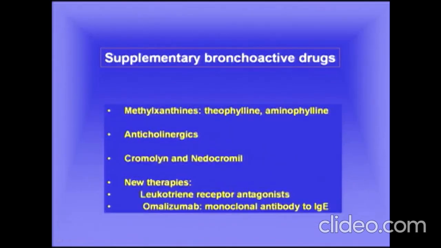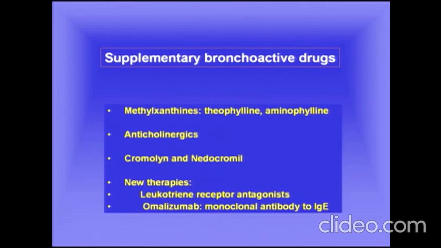There are supplementary bronchoactive drugs. One class, and I'm not going to say a great deal about them, one class are the methylxanthines, including theophylline and aminophylline. The mode of action of these is not absolutely clear, but they've been used for many years as adjuncts in the treatment of asthma. Sometimes anticholinergics are suggested because there's some evidence that the parasympathetic nervous system plays a role in the bronchoconstriction of asthma. But generally speaking, those are not very popular, not very useful.